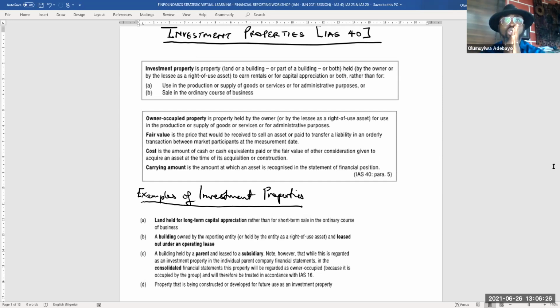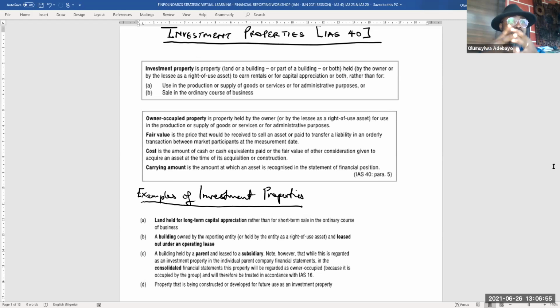The final one is this. Imagine you are developing a property, and by nature, you have not decided whether you make use of it for administrative purposes, or you will let it out solely, or use it for capital appreciation purposes. You have not made such a decision.